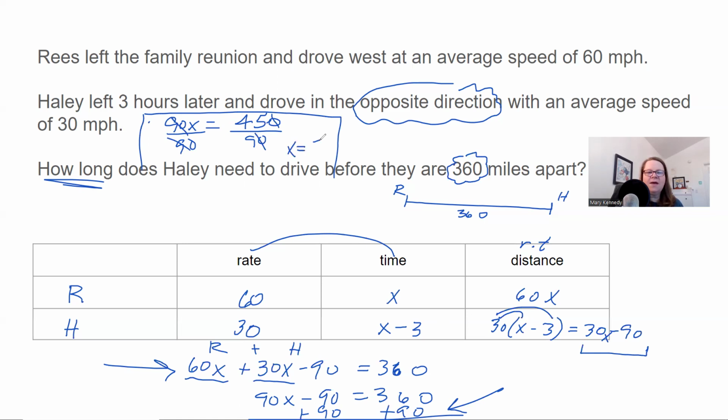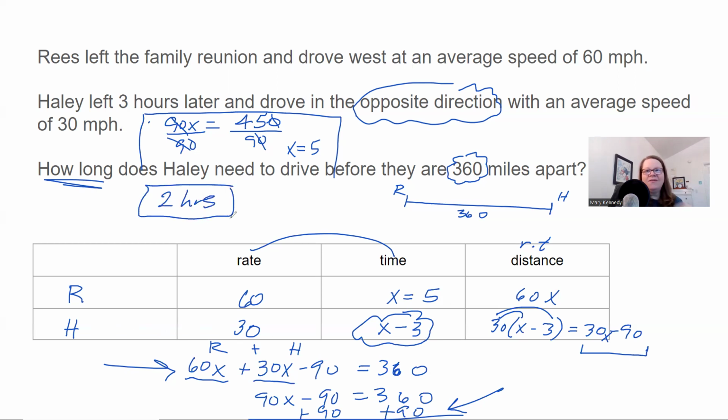So x equals 5. Now, let's make sure that we're answering the question. How long does Haley need to drive? Well, Haley's time is x minus 3. x equals 5 means that Reese drove for 5 hours. Haley drove for 5 minus 3 hours. So Haley drove for 2 hours.